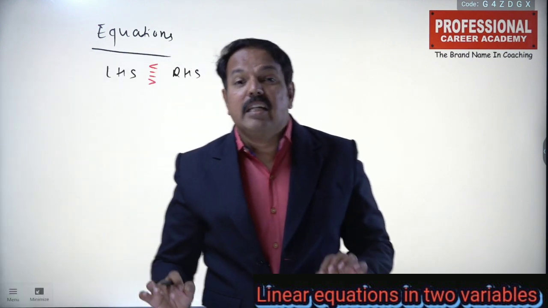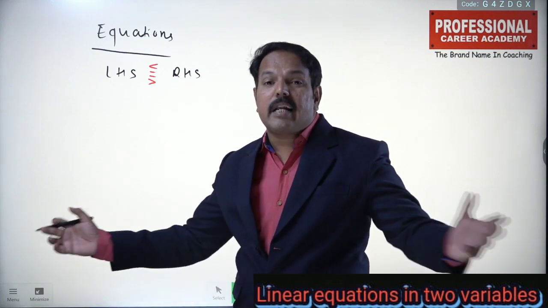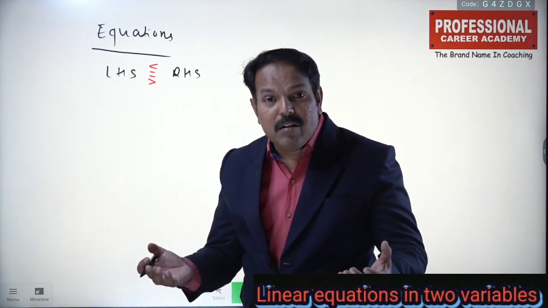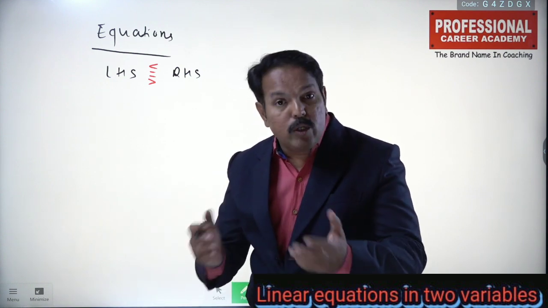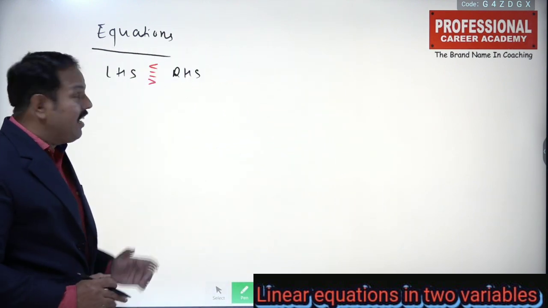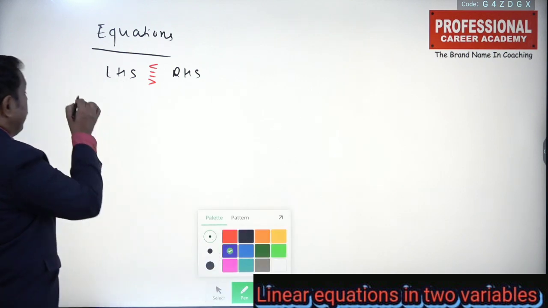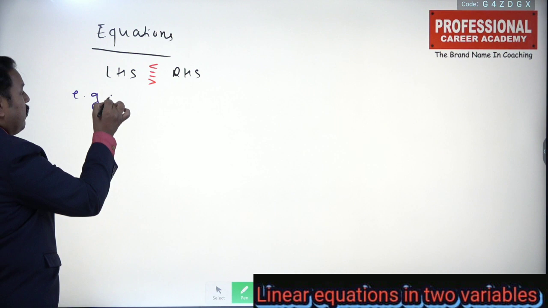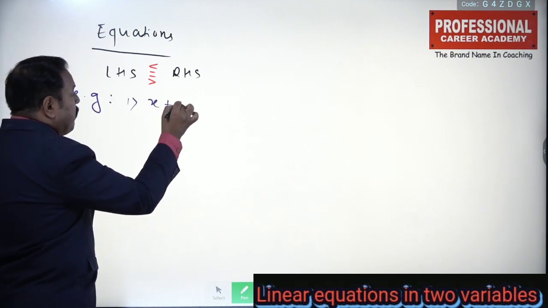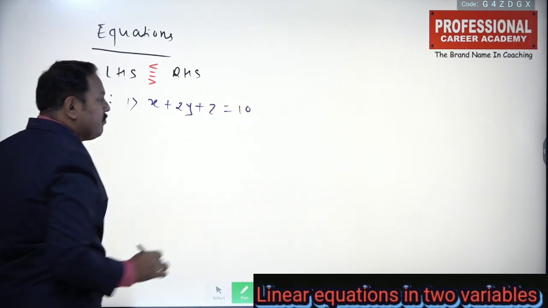Every equation consists of how many sides? Two sides. One is the left hand side and another is the right hand side. And these two sides are balanced with each other by means of either equal to sign or less than sign or greater than sign. And this is called as the equation. Let us, for example, take the example. Number 1: x plus 2y plus z is equal to 10.